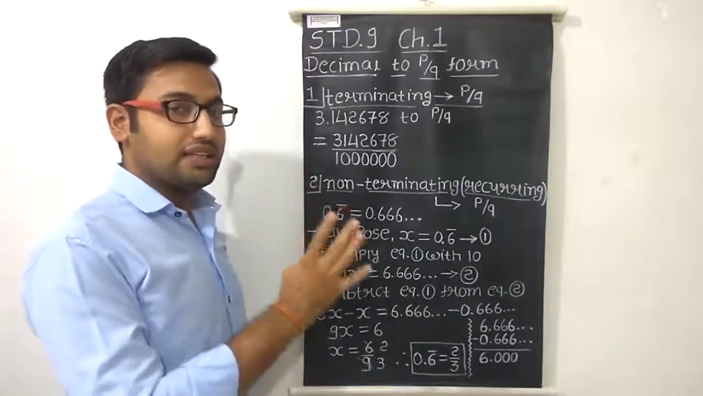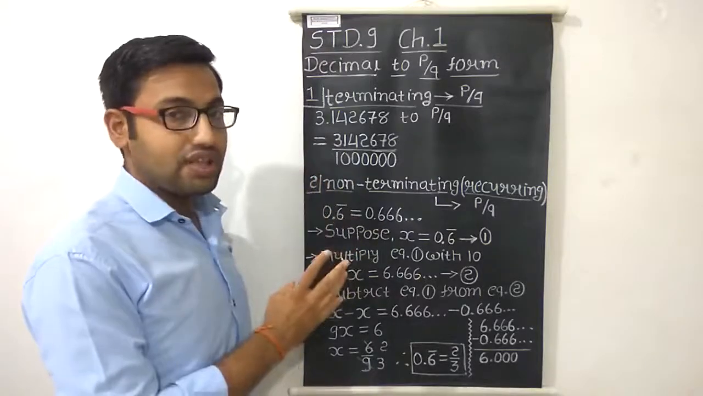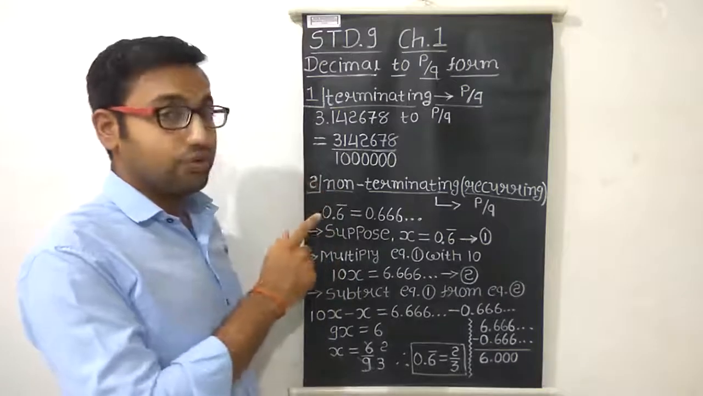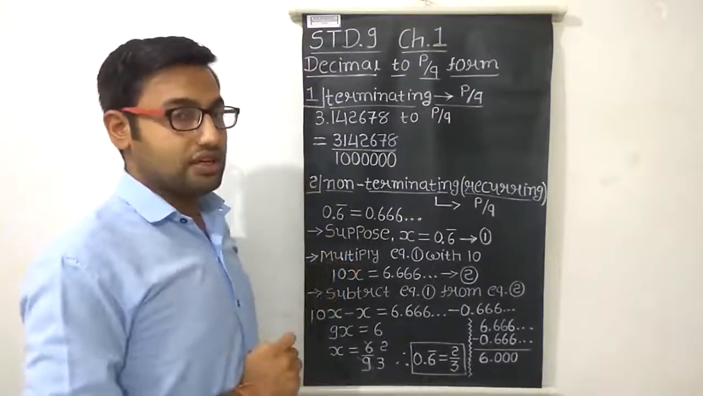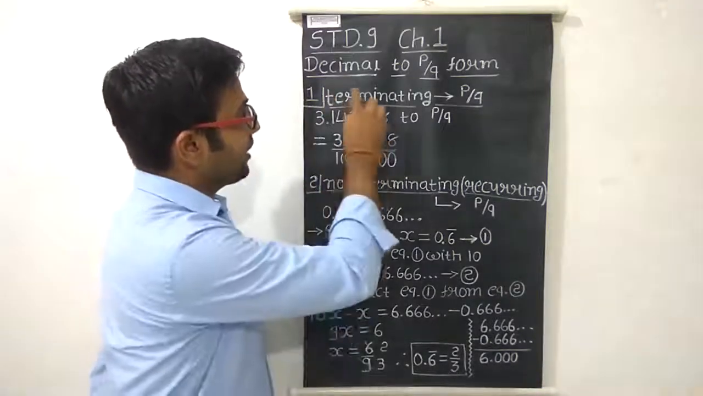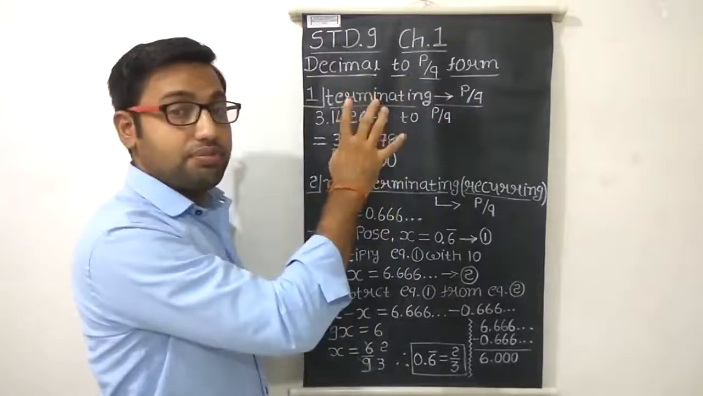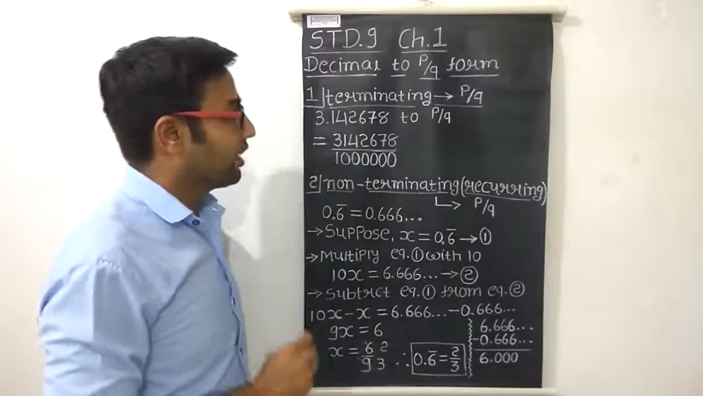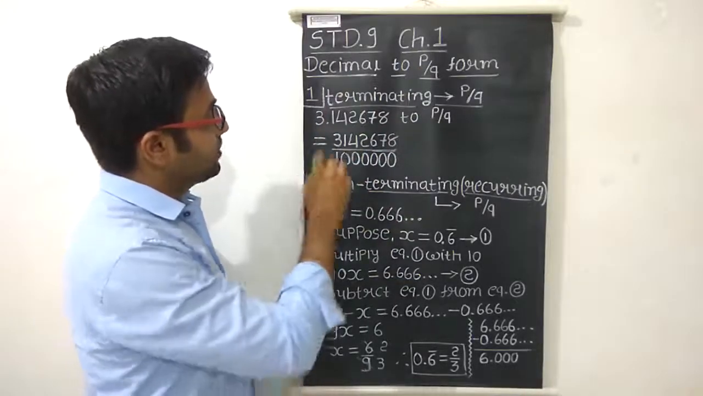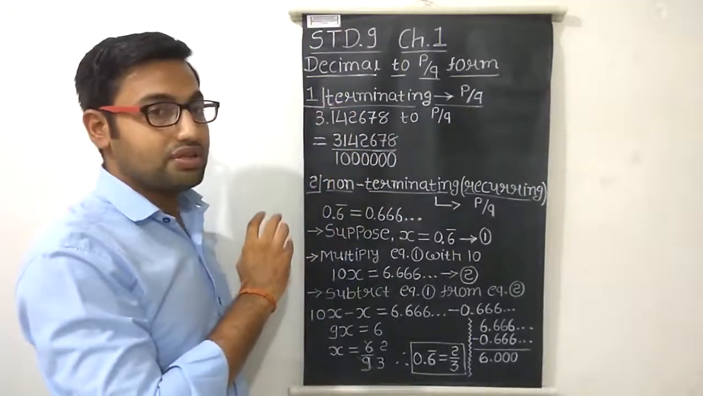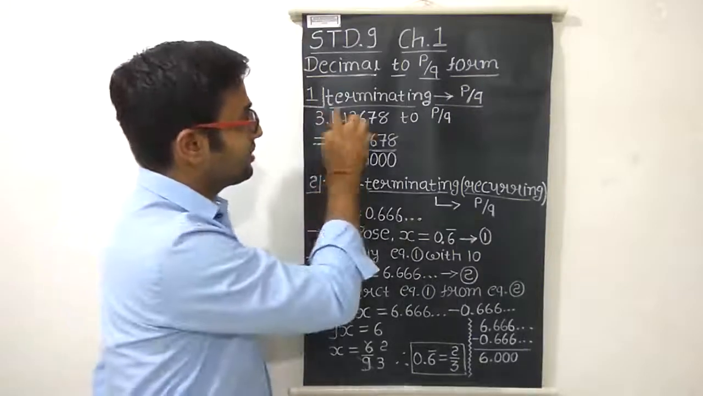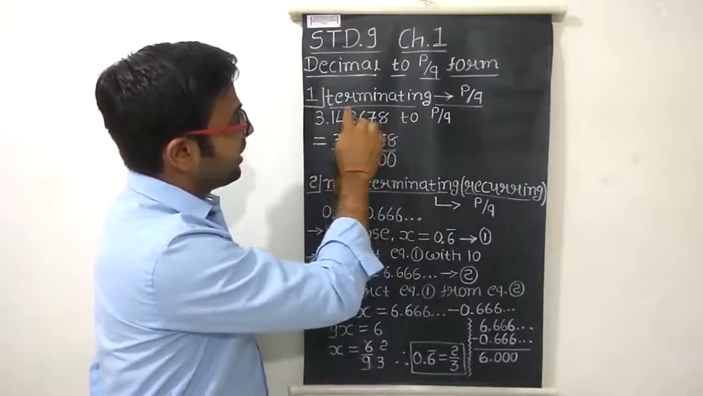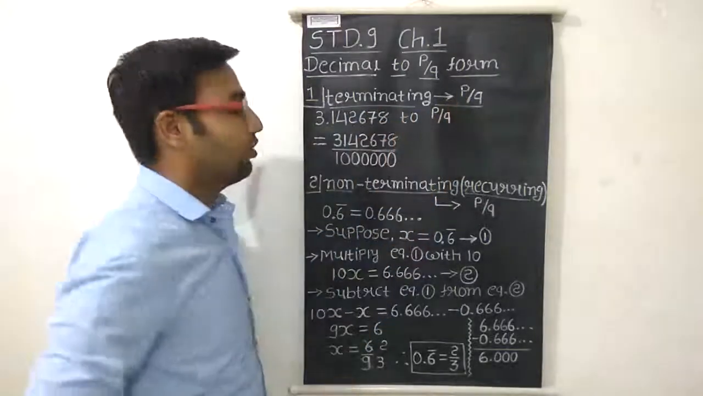Because by definition, the numbers which we cannot represent in the form of P by Q are called the irrational numbers. That is why we can convert into the P by Q form only the rational numbers. Okay. So the first type of rational numbers has a terminating decimal expansion. So how to convert that kind of number into the P by Q form?